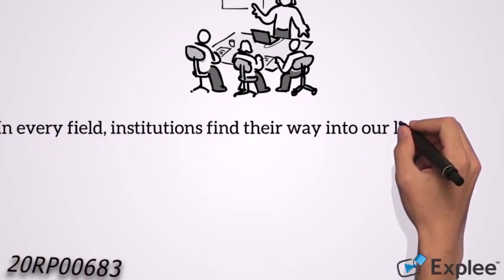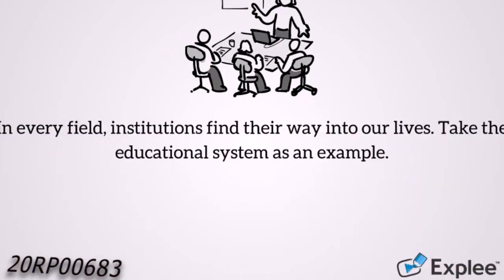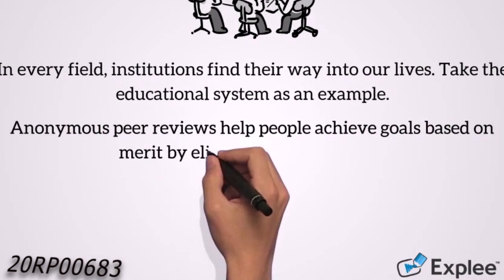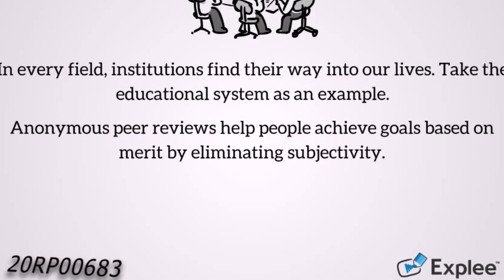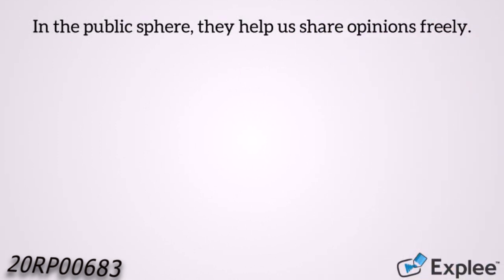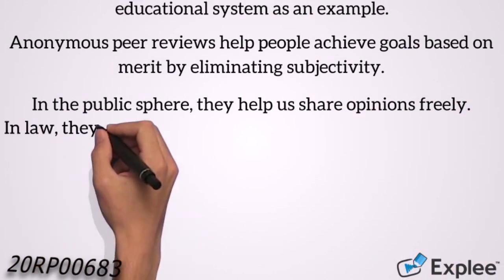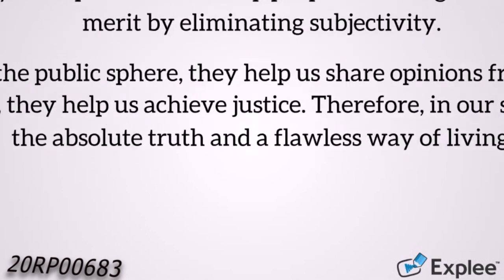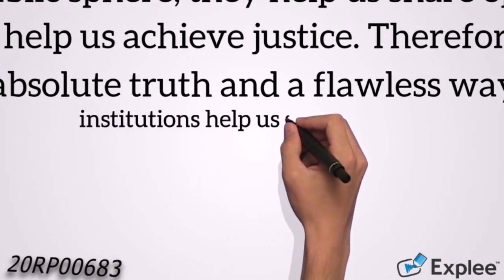In every field, institutions find their way into our lives. Take the educational system as an example. Anonymous peer reviews help people achieve goals based on merit by eliminating subjectivity. In the public sphere, they help us share opinions freely. In law, they help us achieve justice. Therefore, in our search for the absolute truth and a flawless way of living, institutions help us stay on track.